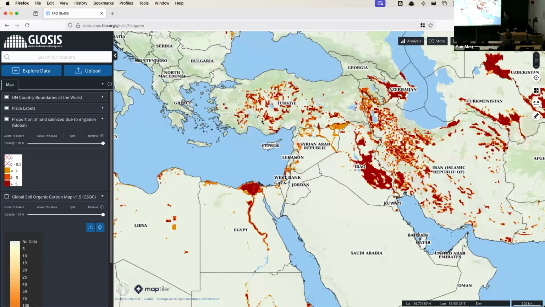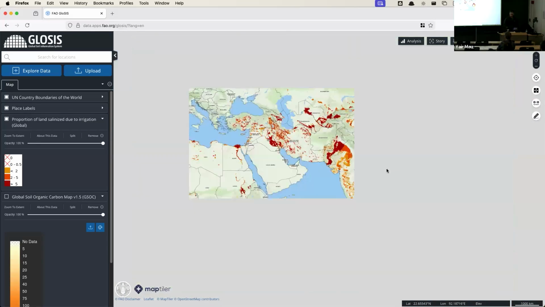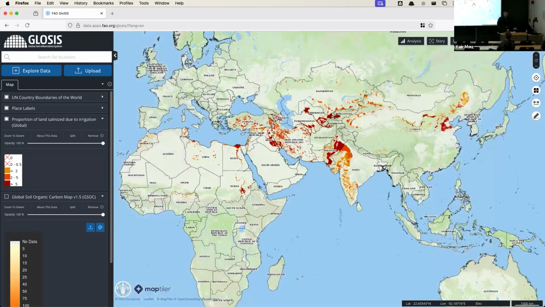So this is FAO's map of salinization. And this would be what's written here: proportion of land salinized due to irrigation. And this is my local neighborhood, the Middle East. This is Israel. So you see shades of red. This is the Nile, Iraq, Iran, everywhere you see that. So we can scroll and see how it is. Okay, you can see Pakistan, India, wherever.